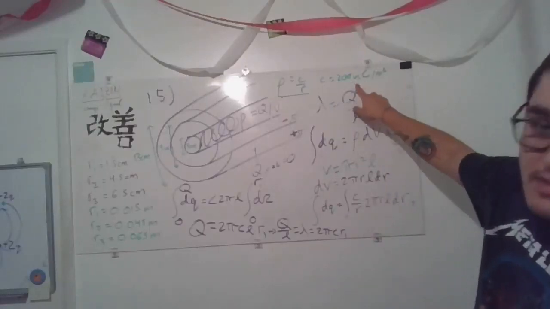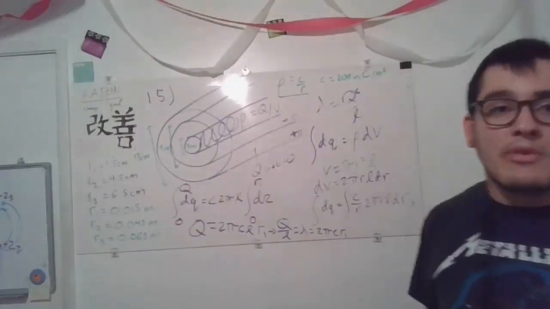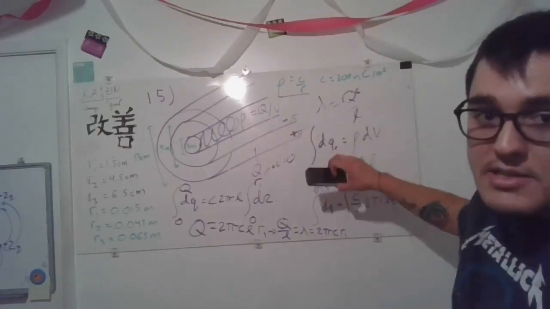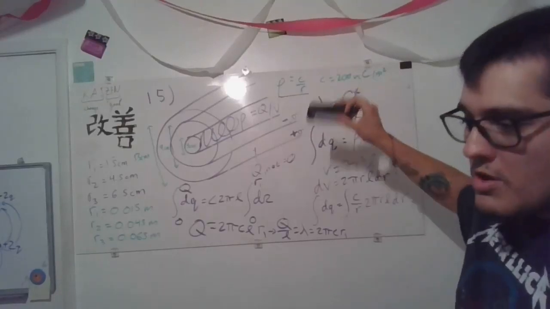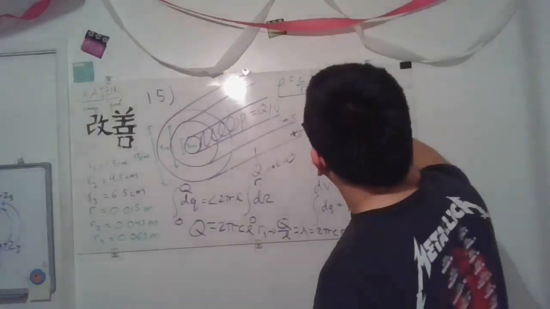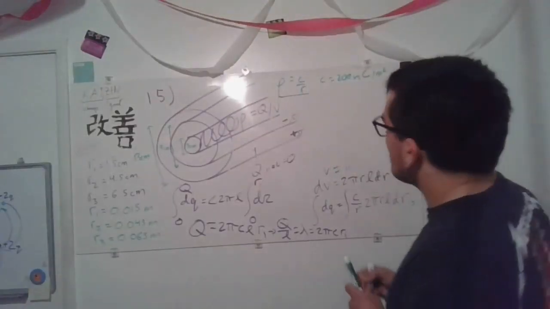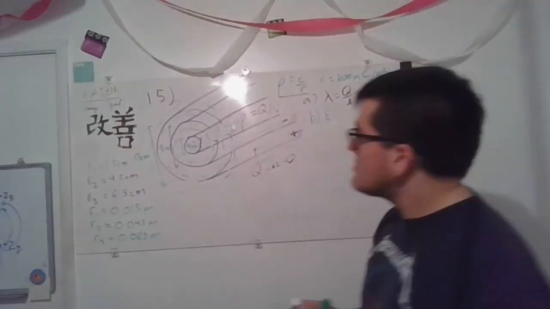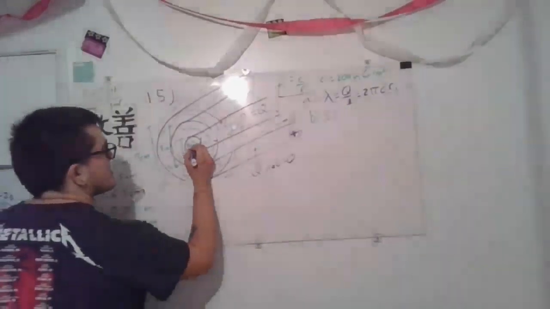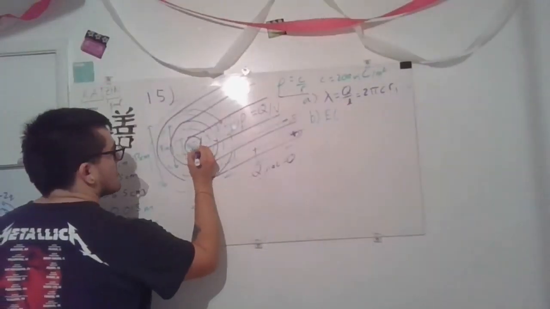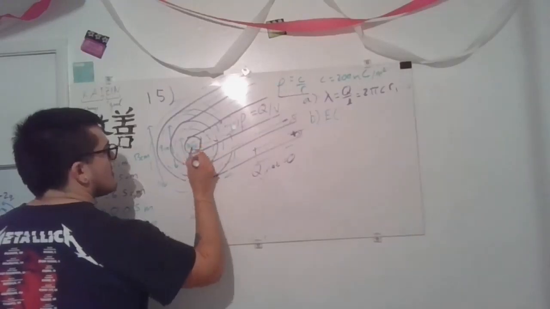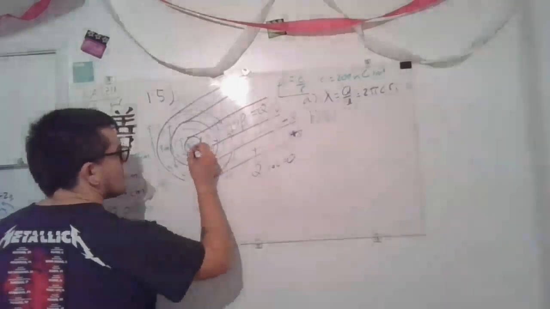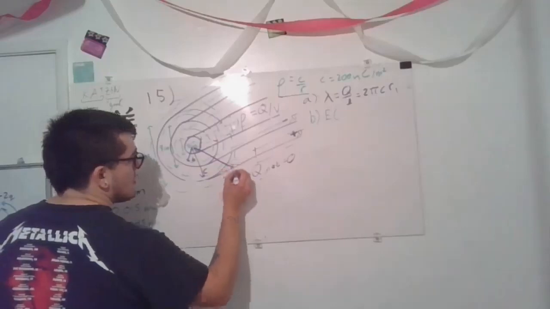C is there. Don't forget your units. R1 is right there, 1.5 centimeters. Here we go. Okay, I'll erase this and then I'll put the answer and then we'll work on part B. Okay. Lambda is A, maybe. Let's label them. I always suggest to label. This is A. This is B. C. D.